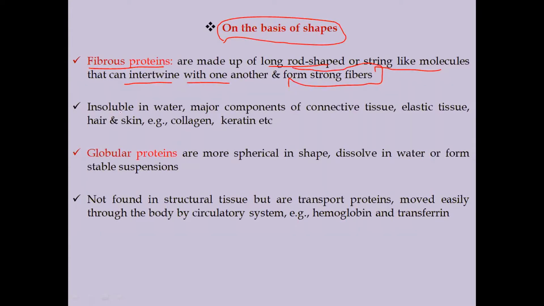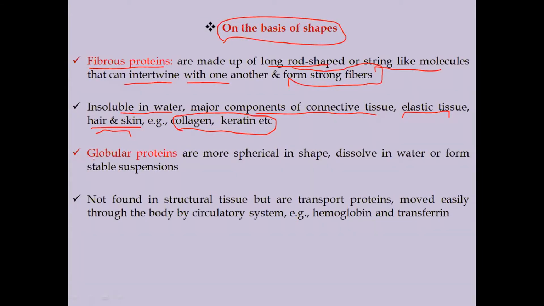Fibrous proteins are insoluble in water and they are the major components of connective tissue. They are elastic in nature and are mostly present in hair and skin. Famous examples are collagen and keratin, which are present in hair and skin.